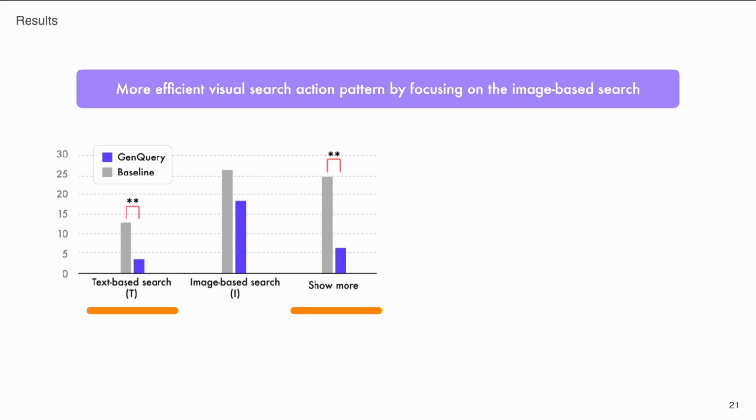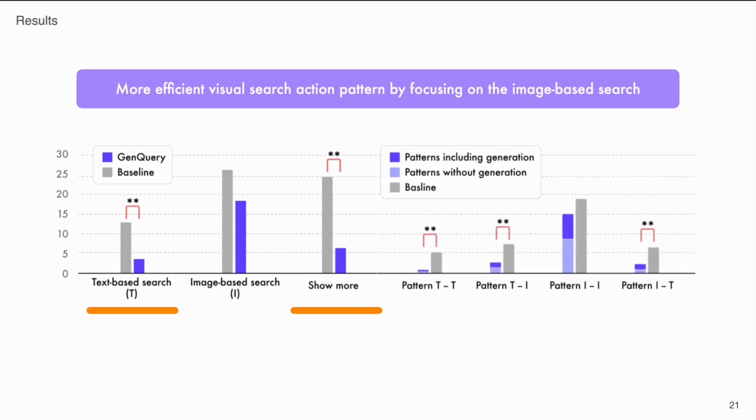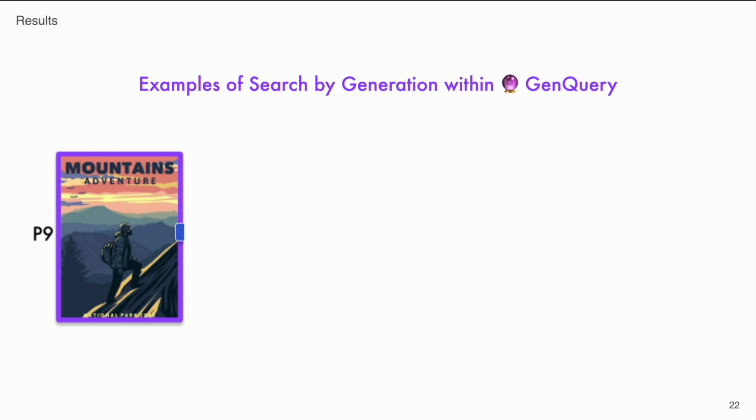Designers predominantly performed the II pattern, where they conducted an image-based search followed by another image-based search, while other search patterns were notably less frequent compared to the baseline. Furthermore, we frequently observe patterns in GenQuery where designers modify image queries, perform image-based searches using that query, and subsequently save the designs they find.